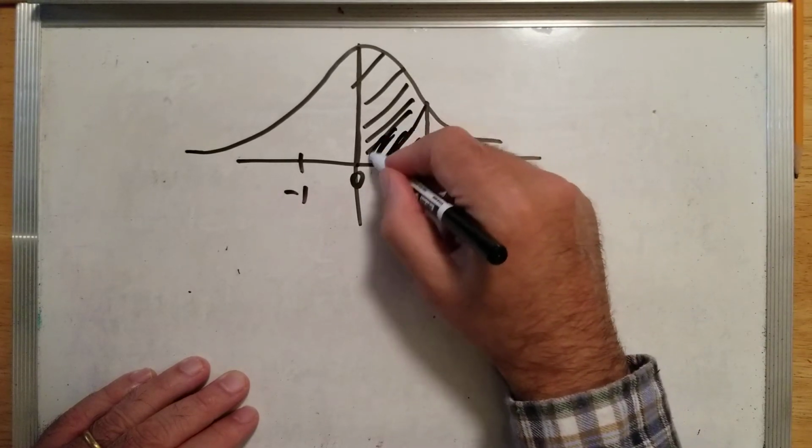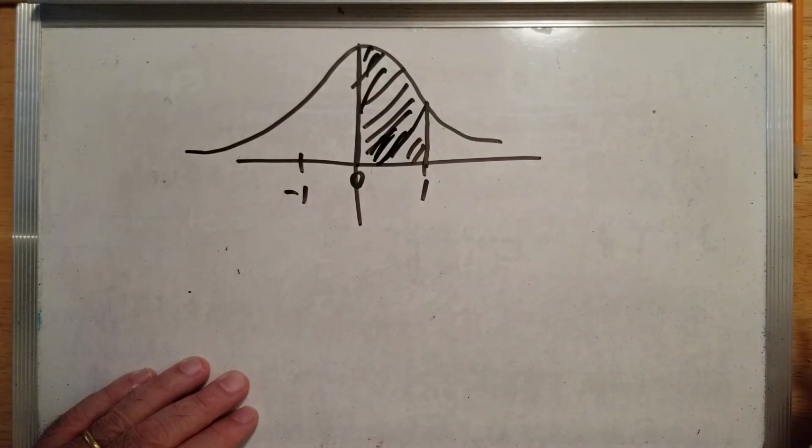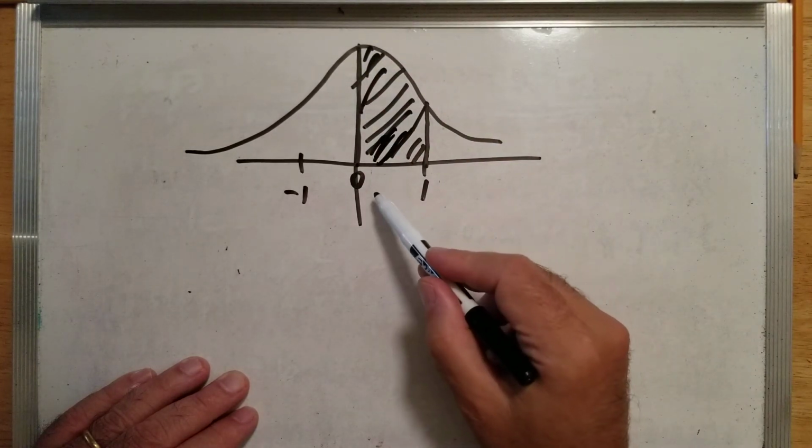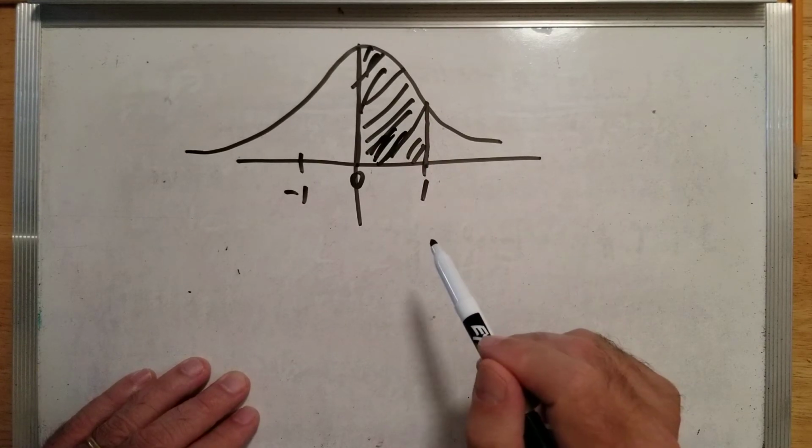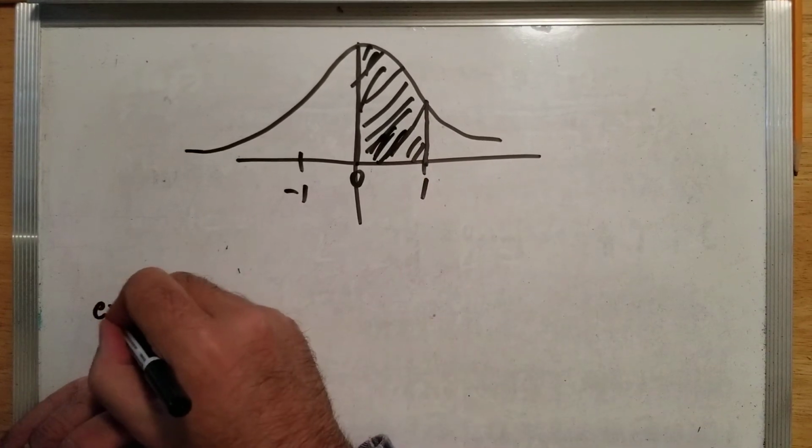Actually calculating that probability is a problem that I'm going to leave for a statistics class. But for right now, I just want you to be able to shade in the area on this graph that represents that probability. Here's another example.